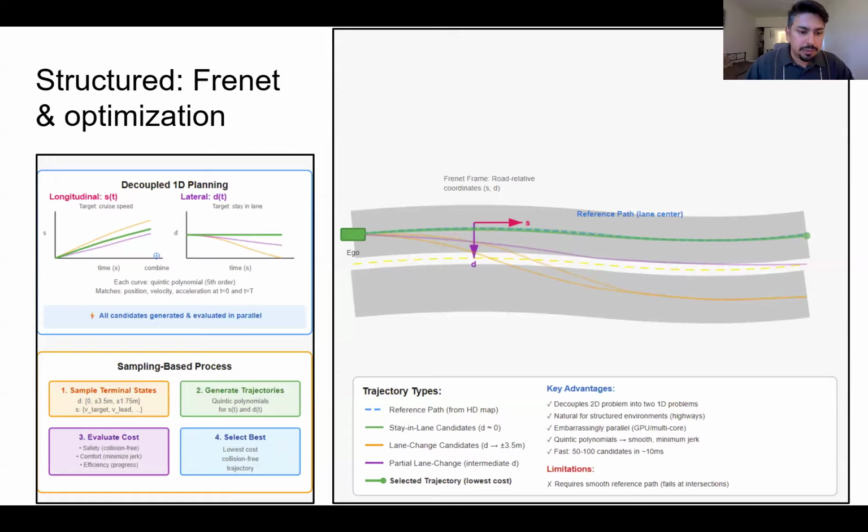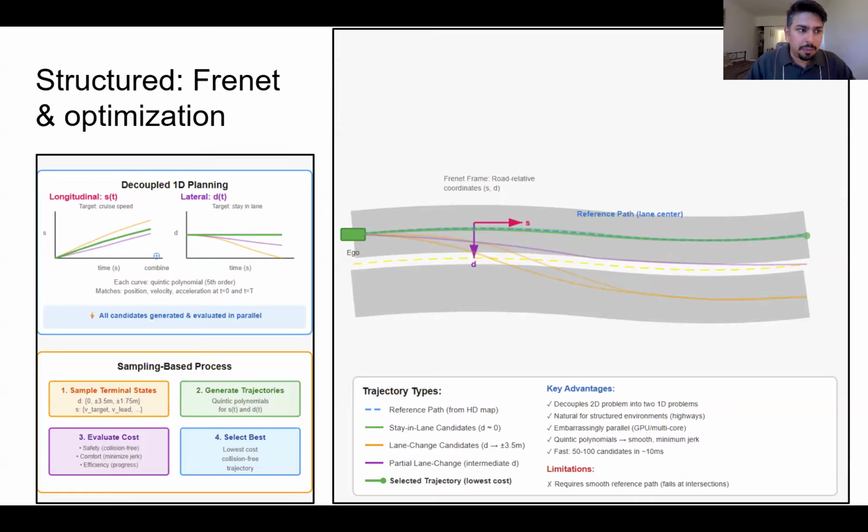And then these terminal states, once you sample them, you can generate primitives, and then you can have a costing mechanism. The costing mechanism is where most of the behavior, the optimal behavior, is encoded. And what do we care about? Optimal behavior could be things like comfort, safety, rule following, and some other things that we care about, like lane preference and routing.